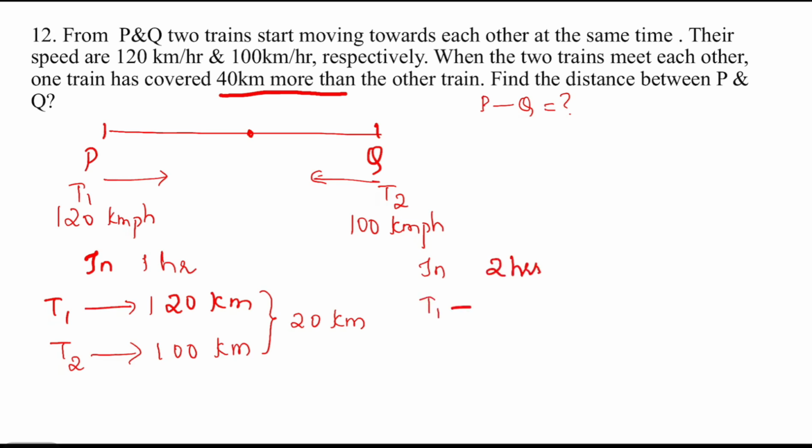Train 1 will cover how much? 120 into 2, that is 240 km. Then train 2 will cover how much? 100 plus 100, that is 200 km. Now the distance between these two is how much?